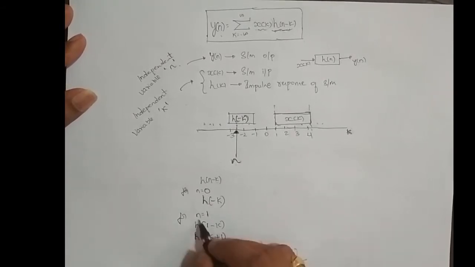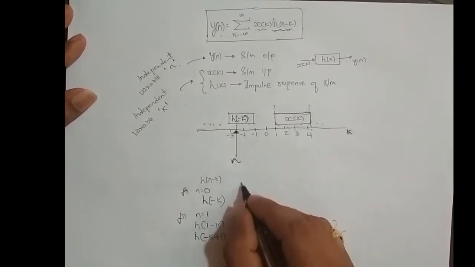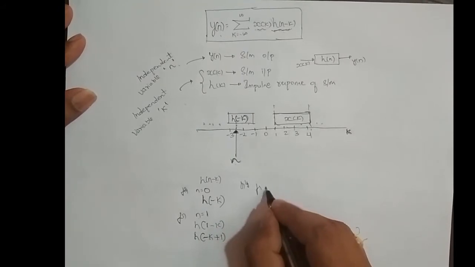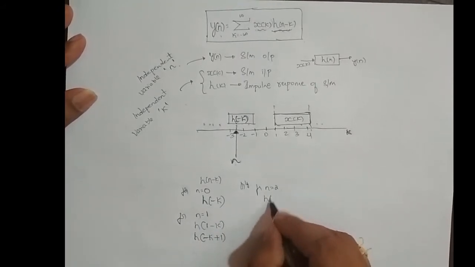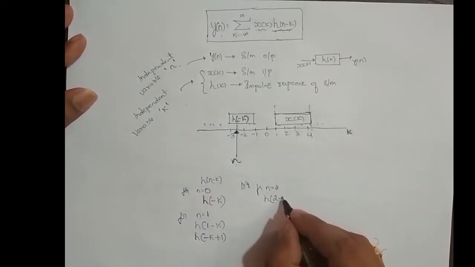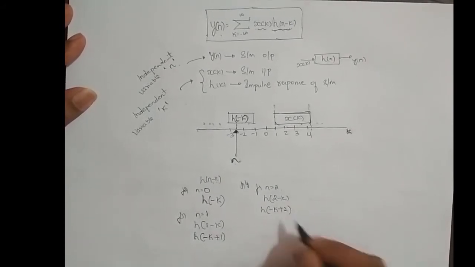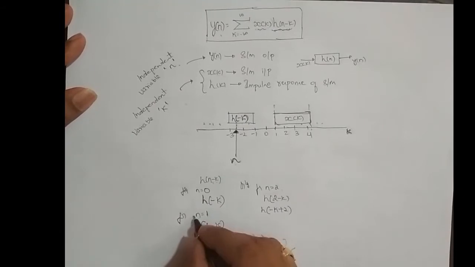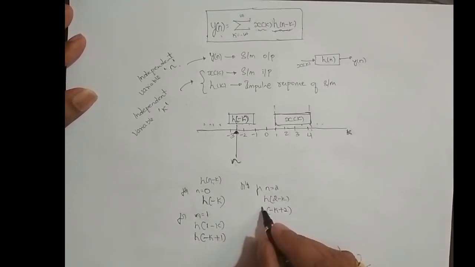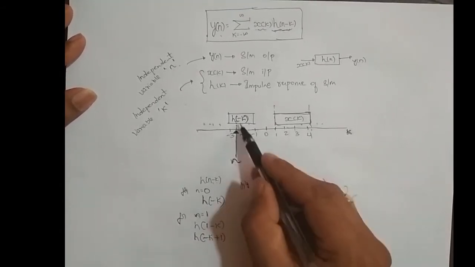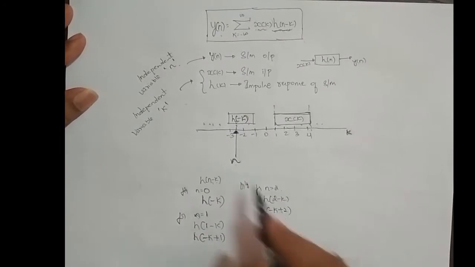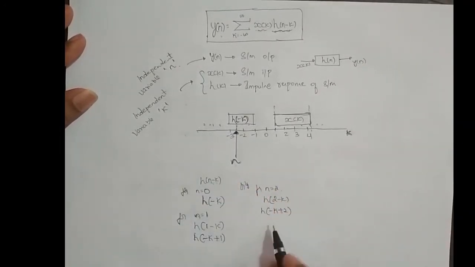Fine. If n is equal to 1. So similarly, for n equal to 2, what do I have? h of 2 minus k, and in the standard form it is h of minus k plus 2, right? And what do you mean by this? Take the mirror image of h of k, which is h of minus k, and shift it left 2 times, right?